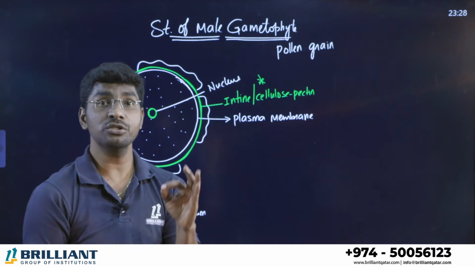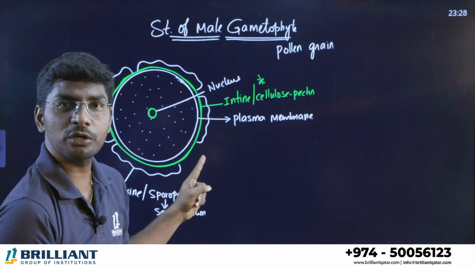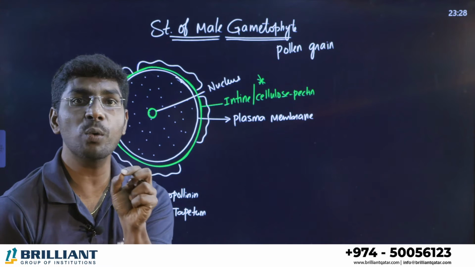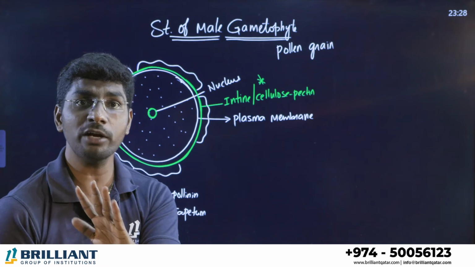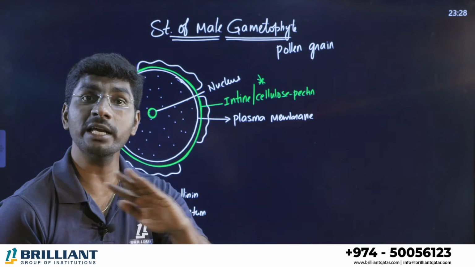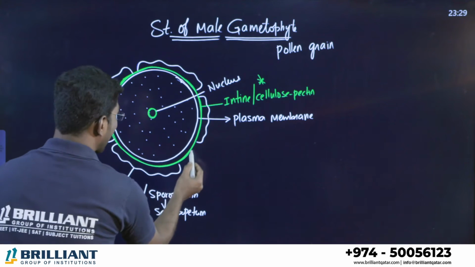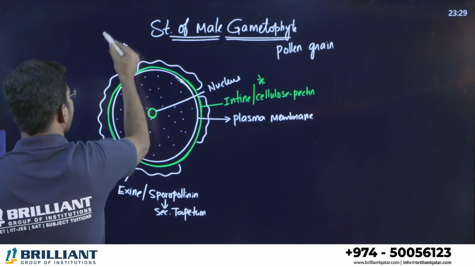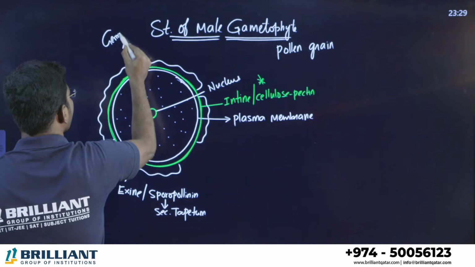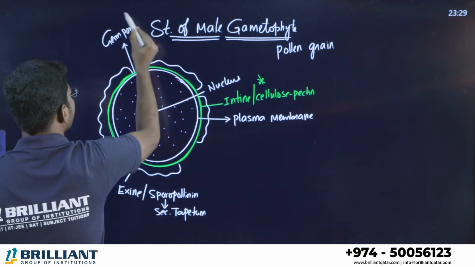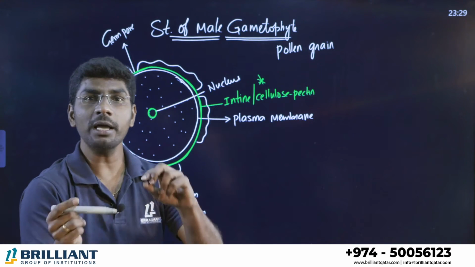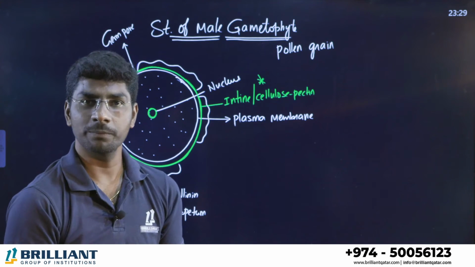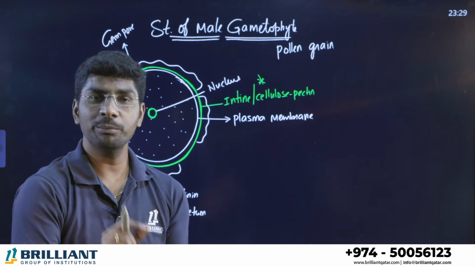But exine does not completely cover the pollen grain. Look at the pollen grain structure. It is not completely covered. In some places there are openings where exine or sporopollenin is absent. Look here, these are the gaps, the areas where sporopollenin is absent. These areas are known as germ pores. Clear? Through these germ pores only, the pollen tube will emerge and come out. You get my point?